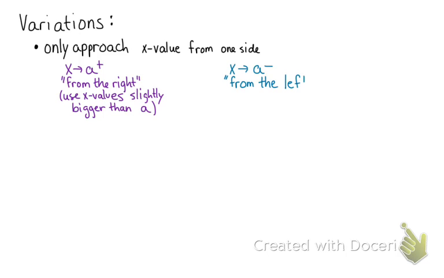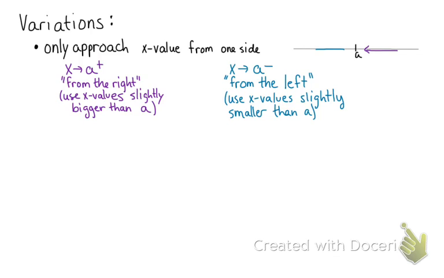If you write x approaches a minus sign, this is not negative a, this is a and then the minus sign, this is x approaches a from the left. That is, the x values are a little bit smaller than a. They're a minus a little bit. On a number line, from the right and from the left makes sense. So you're looking at what happens only on the left side of a, but close to a, or only on the right side of a, but close to a.